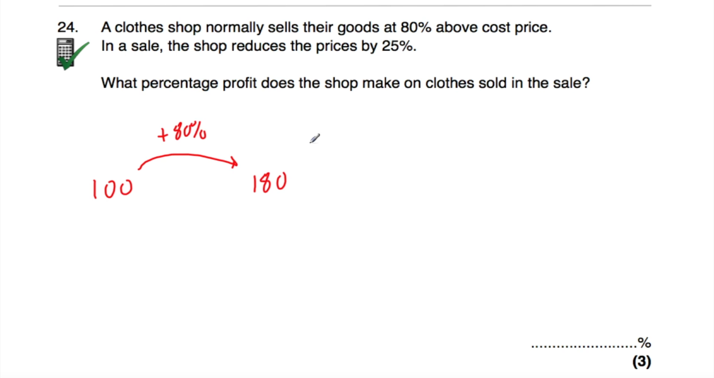So they reduce the prices by 25%. They would normally sell at £180, but they're going to reduce that by 25%. So let's take away 25%. So it's a calculator question, but this one's actually quite straightforward.